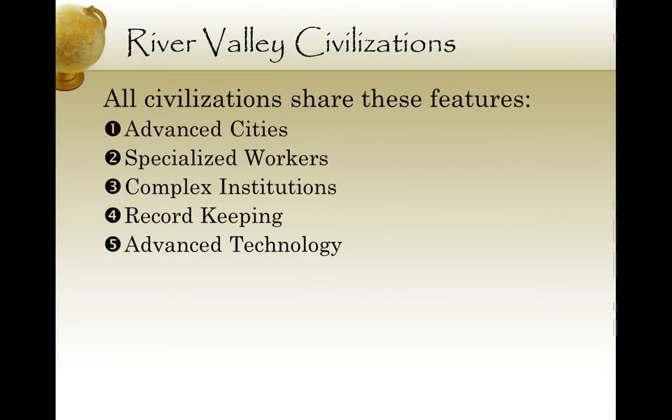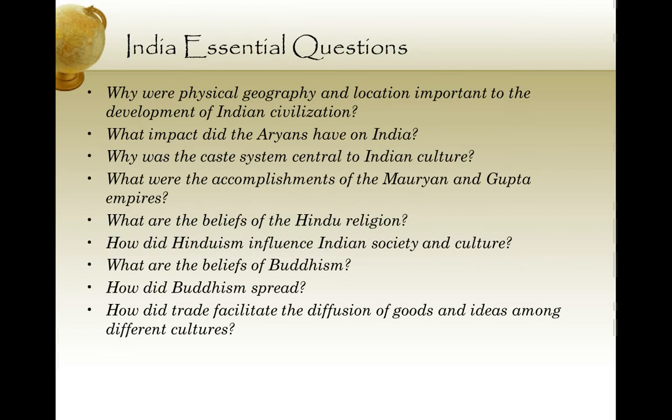So like all of our other civilizations we've talked about, India and China have these 5 features of civilization we talked about at the beginning of the year: advanced cities, specialized workers, complex institutions, record keeping, and advanced technology. So from their very beginnings, to count as civilizations, they have to have these things. So here's the stuff that we've got to make sure that we cover: the impact of the Aryans, the impact of physical geography, the impact of the caste system, the Maurya and the Gupta. Again, Hinduism and Buddhism are going to be in the other review session. So if you're interested in reviewing religions, make sure that you sign up for that one.